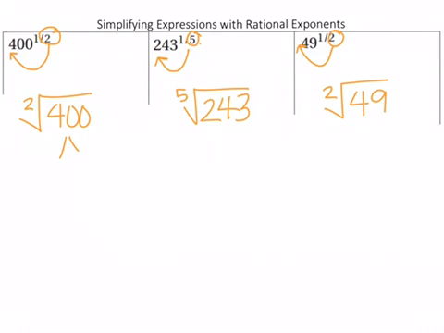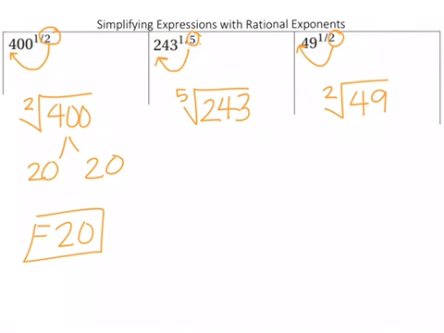So the square root of 400 is 20, because 20 times 20 is 400. So the answer is 20. Okay, and obviously for the 49, the square root of 49 is 7. And now I'm going to actually do my prime factorization for 243 to find my 5th root.